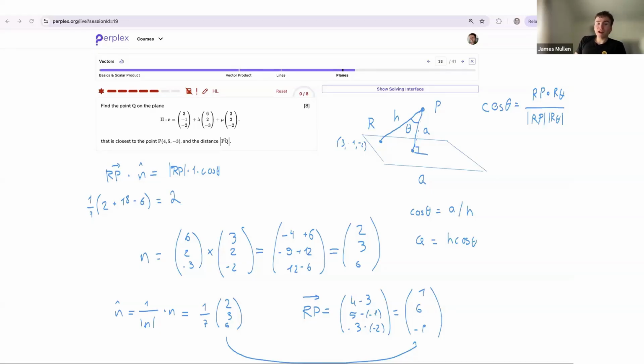Now, how do I actually find the specific point Q on the plane? Well, if I know that this distance is 2, I can go from P, and I can go a distance 2 in the direction opposite the normal that I found.